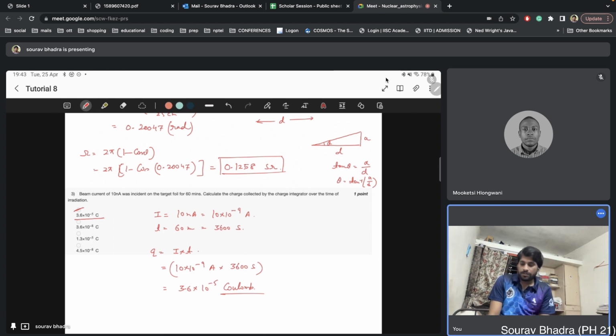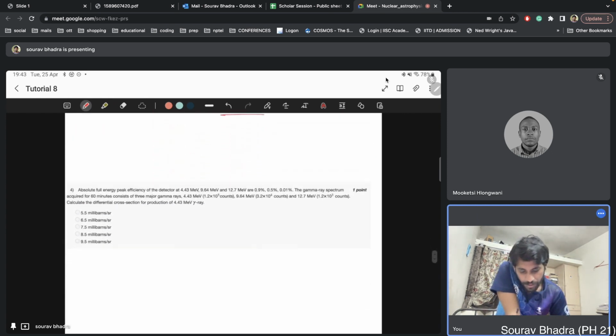Okay, now let us go to the fourth one. The absolute full energy peak efficiency of the detector at 4.43, 9.64, 12.7 MeV. So three values of peak efficiency are given: 0.9%, 0.5, and 0.01% respectively. The gamma ray spectrum is acquired for 60 minutes, so time is also given.